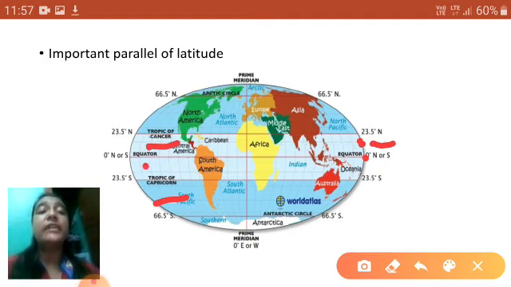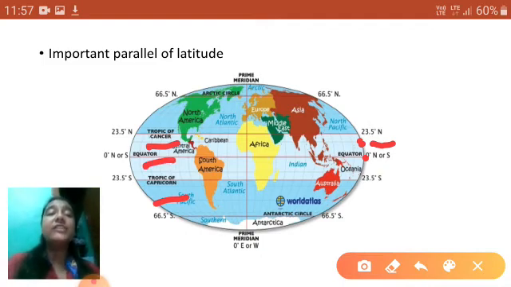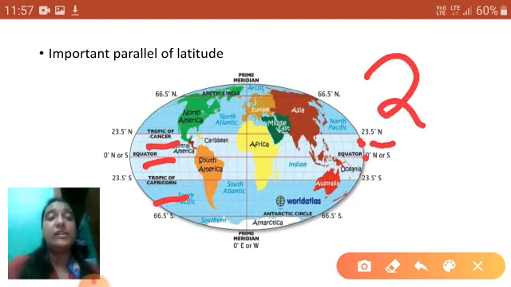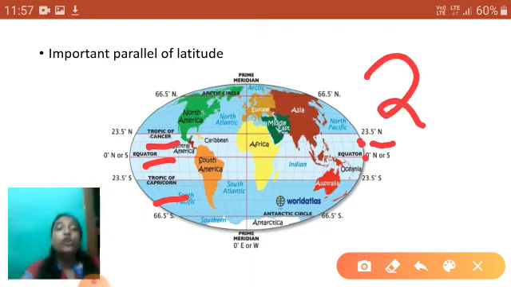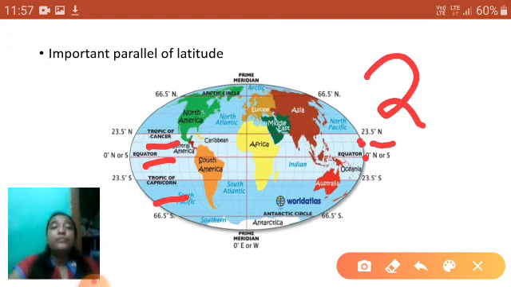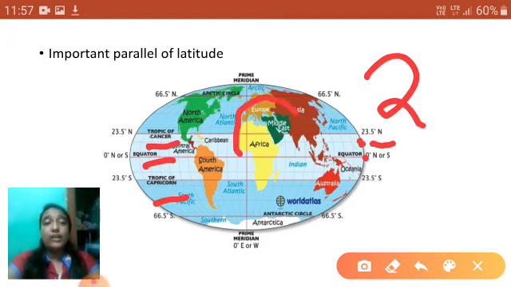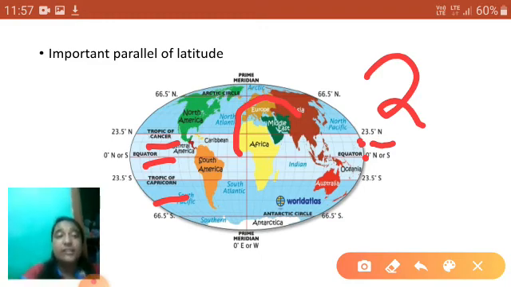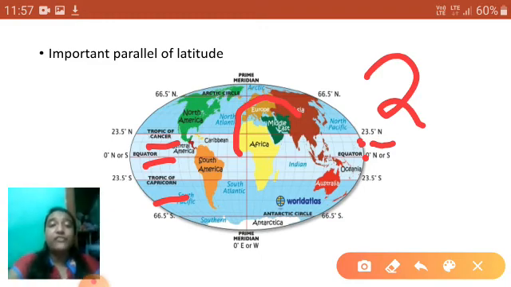Okay, this particular line, the equator, you can see, divides Earth into two parts. The equator divides Earth into two equal parts, and the upper portion is called the northern hemisphere, and the southern portion is called the southern hemisphere. 23 degree and 5 minutes north is called the Tropic of Cancer. 23 degree 5 minutes south is called the Tropic of Capricorn.